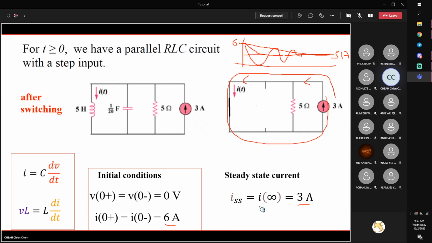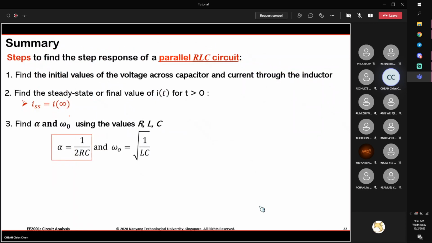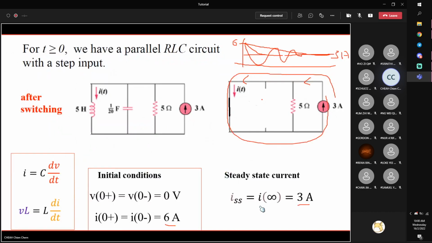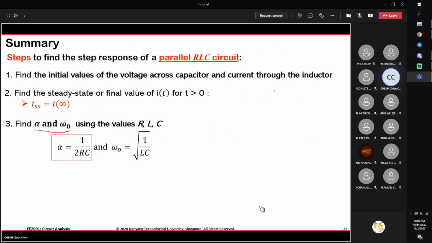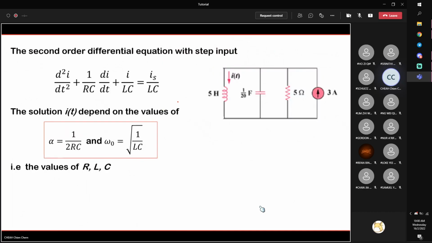We know initial 6, final 3. How about in between? In between will depend on the values of your alpha and omega 0, which then will depend on your RLC values, right? So actually, in terms of circuit design, you can design your RLC values to achieve different kinds of response that you want. But here we only analyze it. So given the values of RLC, we check the values of alpha and omega 0. Right? So this is just substitution.